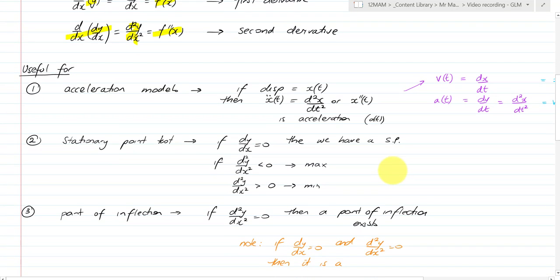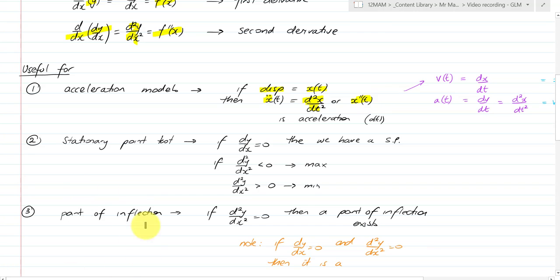This topic will cover all of these areas. Acceleration, first of all. If displacement is equal to x, then we get x double dot, which is a physics notation for acceleration, sometimes used, is equal to d squared x dt squared, or x double dash of t. So that's our representation for acceleration.